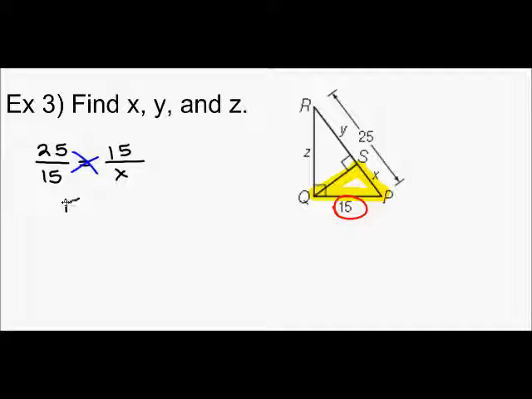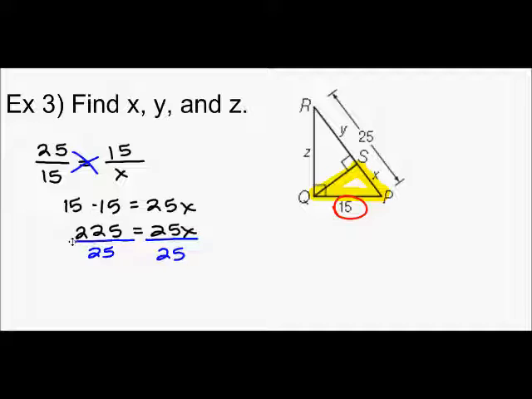So I have 15 times 15 equals 25x. 15 times 15 is 225. And when I divide by 25, I get x equals 9. I'm going to set up an answer box over here. X equals 9. Okay, we still need to find y and z.